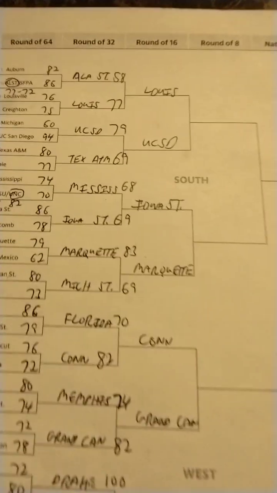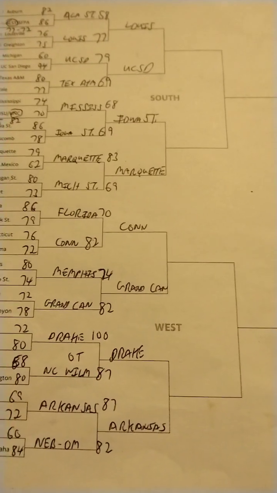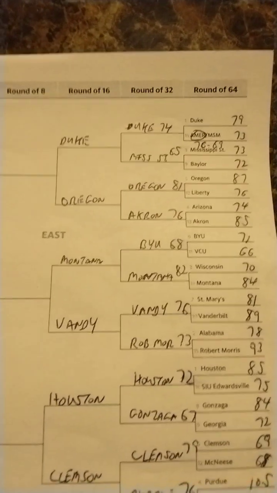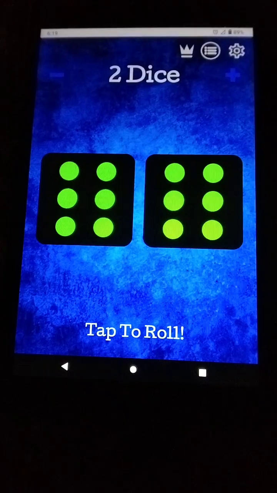All right, taking a quick gander at the brackets. This is the South region, West region. As you can see, 8 teams over here. In the East region and Midwest, 8 teams over here for a total of 16, where we will eventually end up right there with 1 team left, the champion.